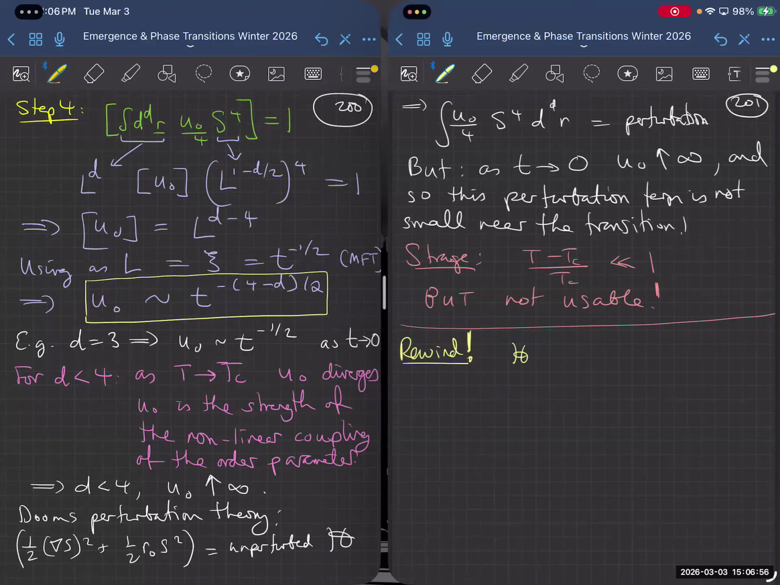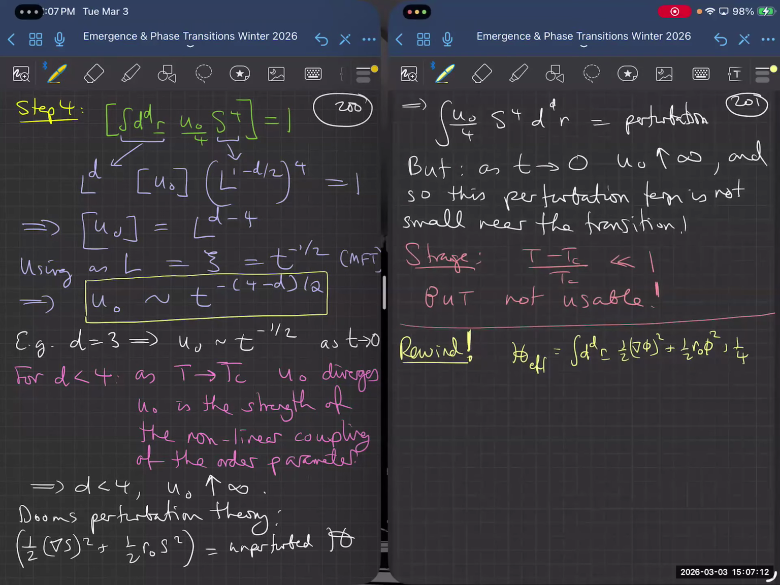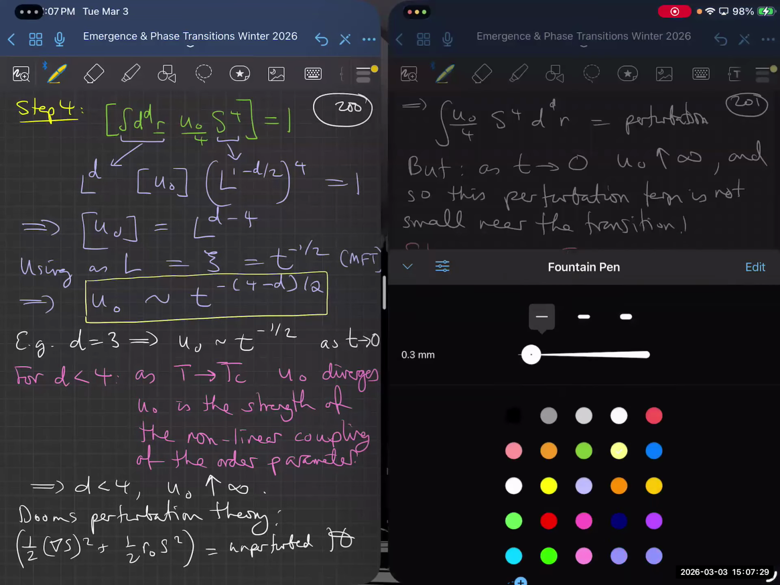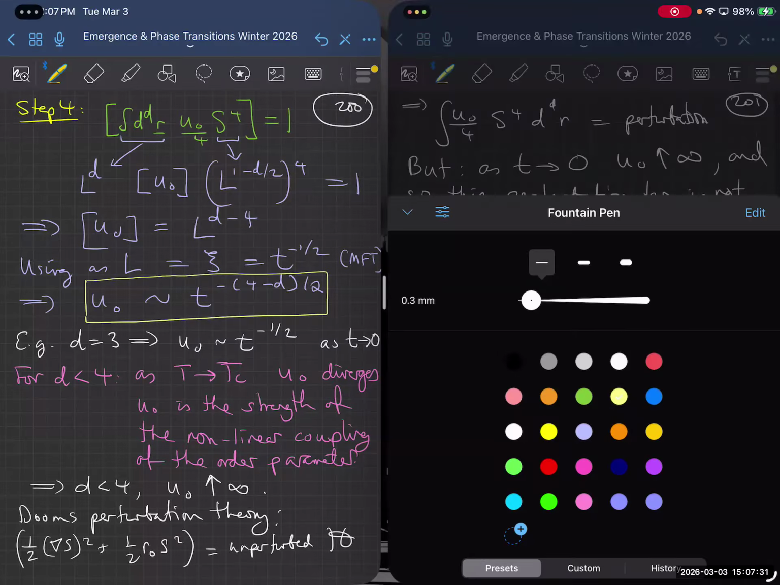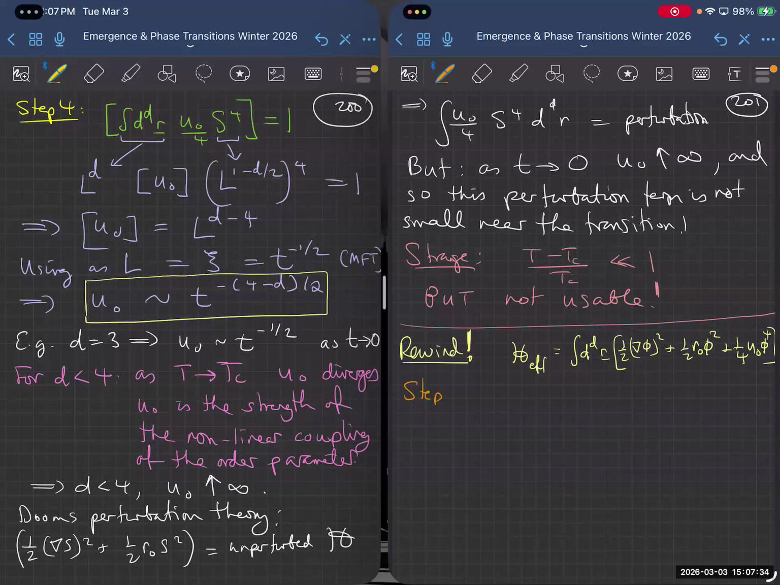Remember what we have is our effective Hamiltonian is this. It's the integral d^d r of 1/2 grad phi squared plus 1/2 r naught phi squared plus 1/4 u naught phi to the fourth. That is what we've just derived. So now I missed out a step, and it's an important step. Apologies for missing this out.